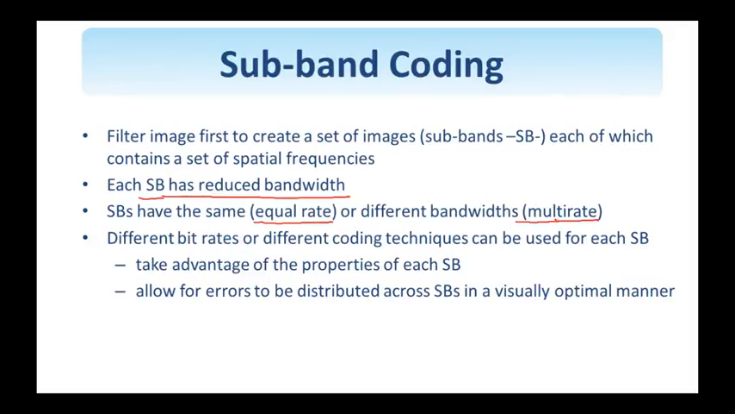The main idea from this decomposition is that now we can exploit the properties of each band and use a different compression scheme to compress the various bands. So different bit rates or different coding techniques can be used for each subband by taking advantage of the properties of each subband, and also by allowing for errors to be distributed across subbands in a visually optimal manner.